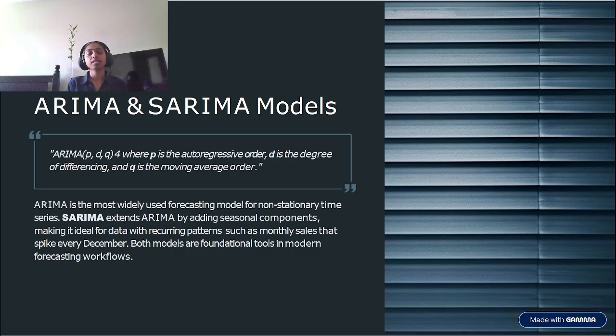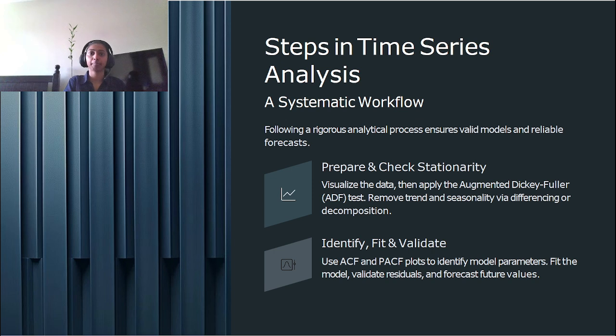As I already mentioned, in ARIMA, these are the parameters which we have to calculate before training the model. PDQ: P is the autoregressive order, D is the degree of differencing, and Q is the moving average order. ARIMA is the most widely used forecasting model for non-stationary data, and in SARIMA we add the seasonality element also. That is the difference which I already mentioned.